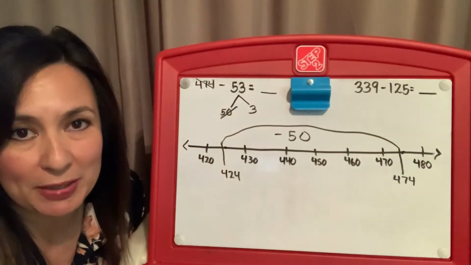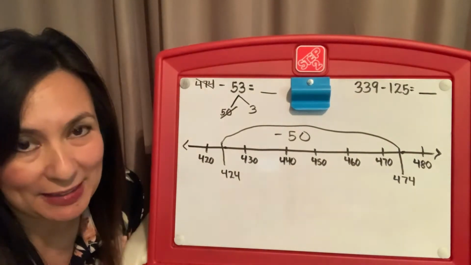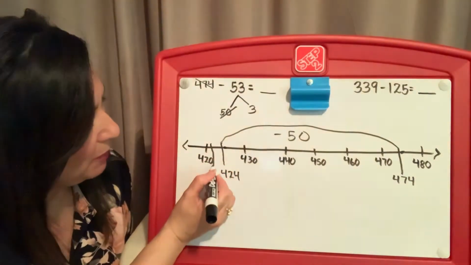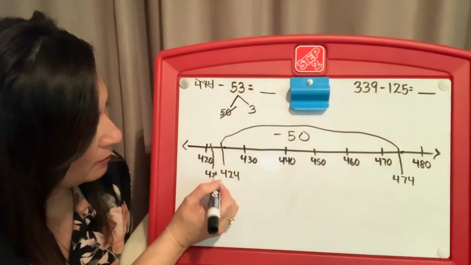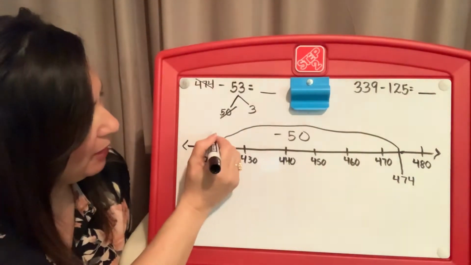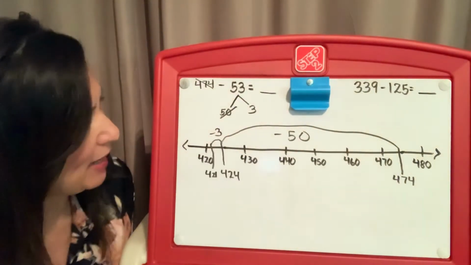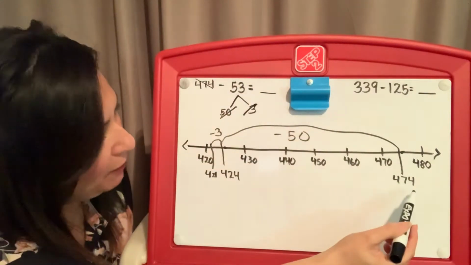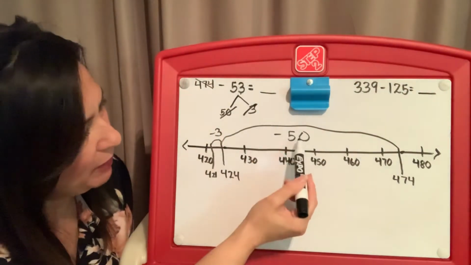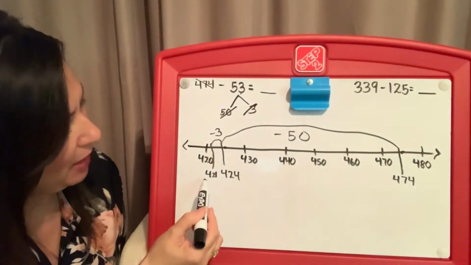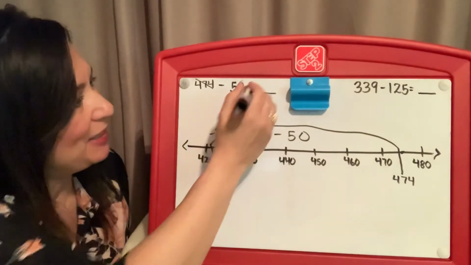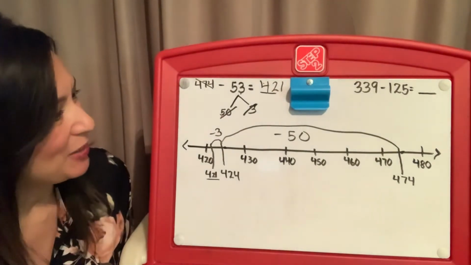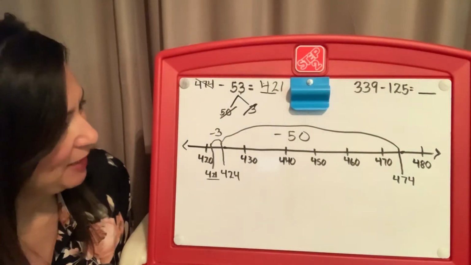What is 424 subtract 3? Say it. 421. So I'll position 421 right here. I'll draw my jump and I'll label it above subtract 3. Let's double check our work. 474 was positioned. Did we subtract 53? 50 plus 3 is 53. So our difference is 421. So that's your review of subtracting 2 digits from 3 digits.